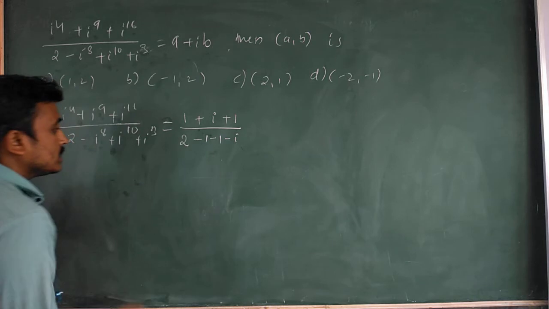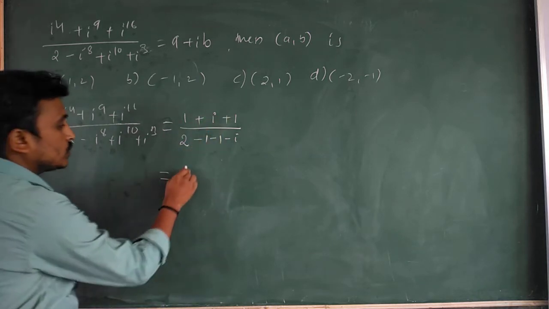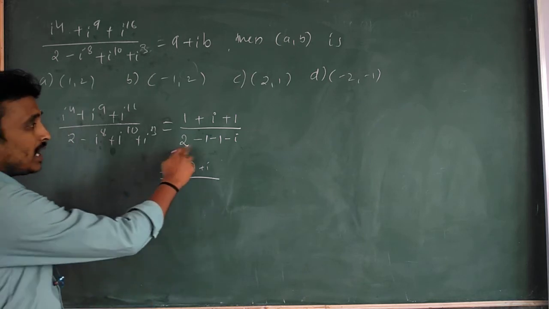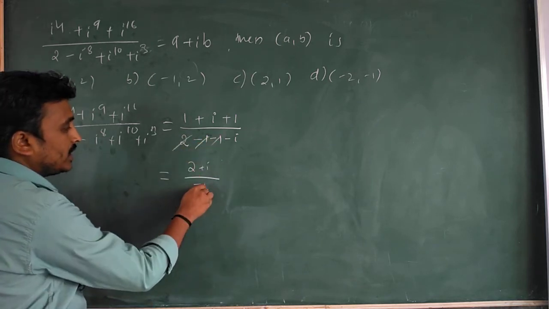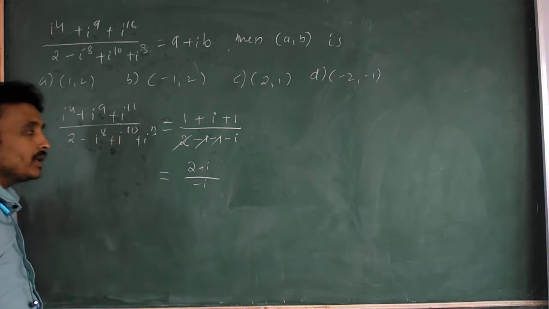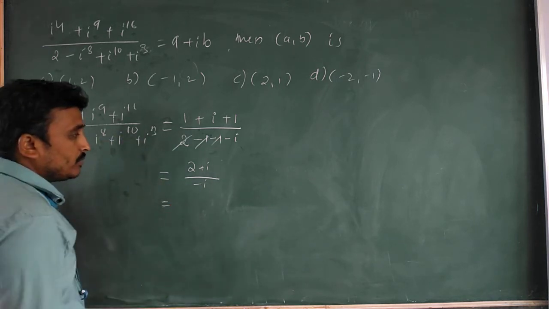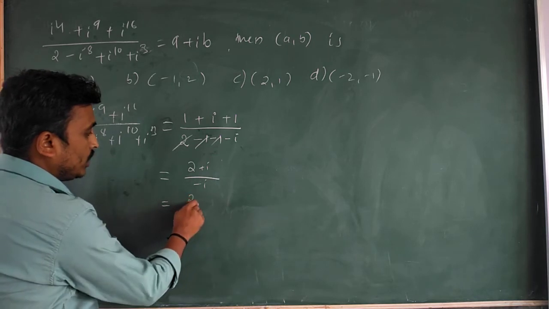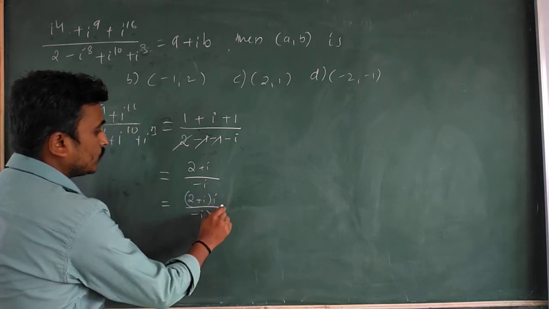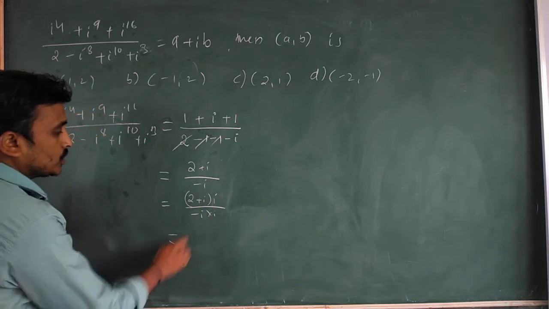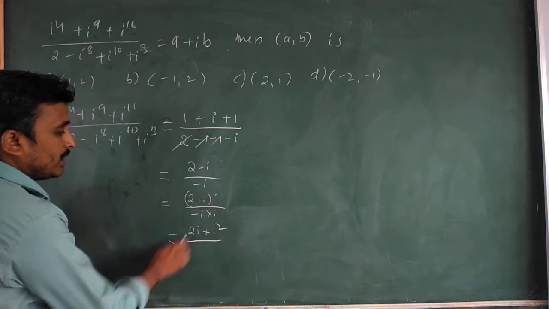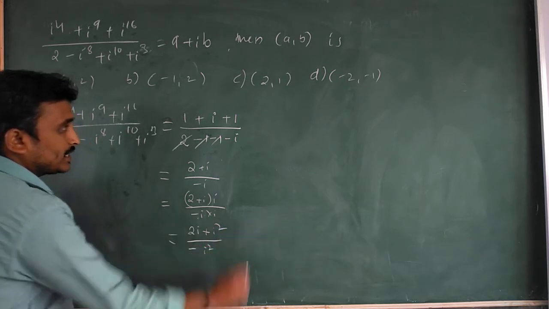Okay, so next, 1 plus 1 is 2, 2 plus i divided by this 2, and these 2 are cancelled. Minus i. Again, the denominator has i, so we have to rationalize: multiply and divide by i. 2 into plus i into i divided by minus i into i. That's equal to 2i plus i square divided by minus i square.